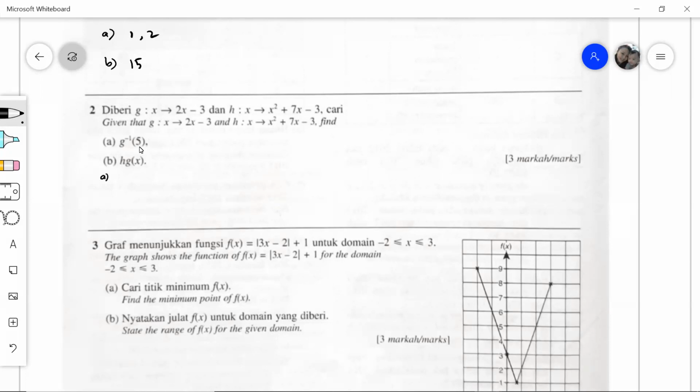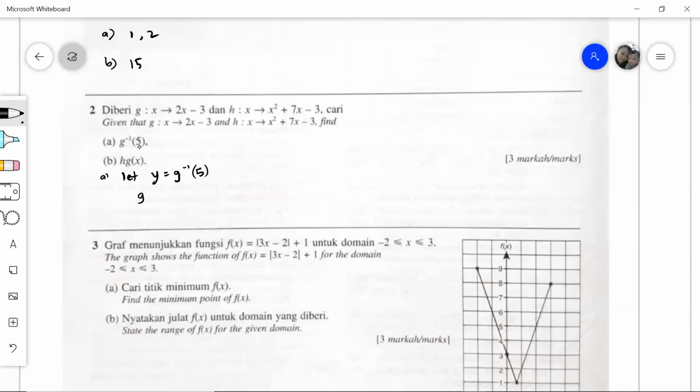If you don't want to find the general part, you let, okay, never mind, we have g(x) equals 2x minus 3. So now we want to find g inverse of 5, right? So basically, if I bring this one over, then it will be g inverse. Do you understand? It means you let the thing that you want to find, let y equal g inverse of 5.